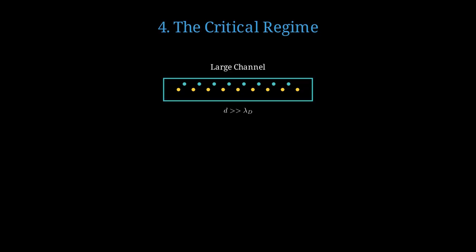Let's understand what happens when channels become this small. In a large channel where diameter is much greater than Debye length, ions move freely in the bulk, and surface effects are negligible. But in a nanochannel where diameter is comparable to Debye length, the double layers from opposite walls overlap, and surface charge controls everything. This overlap creates remarkable selectivity for certain ions.